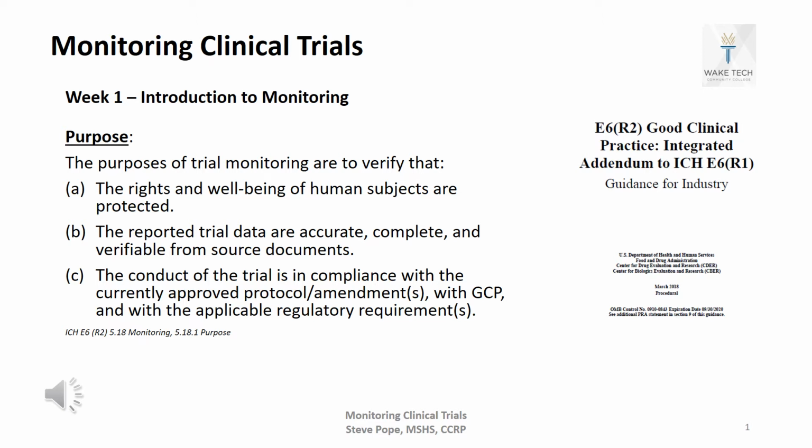Secondly, we want to ensure that the reported trial data are accurate, complete, and verifiable from source documents. I'll get into source documents a little bit later as we go through the course, but those could be in paper, they could be an electronic medical record, it might be a lab report, it could be any number of different types of documents. And then finally, we want to conduct the trial in compliance with the currently approved protocol amendment according to good clinical practice and according to any applicable regulatory requirements. In our country, those would essentially be US FDA requirements, but it can also include ICH guidelines as well.